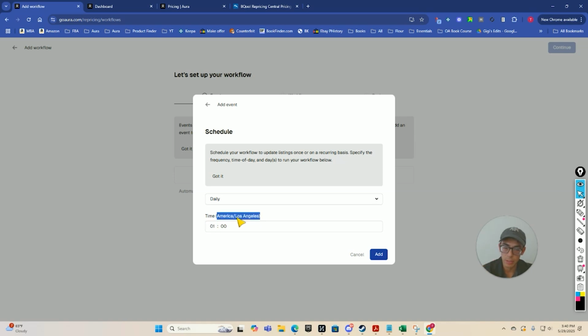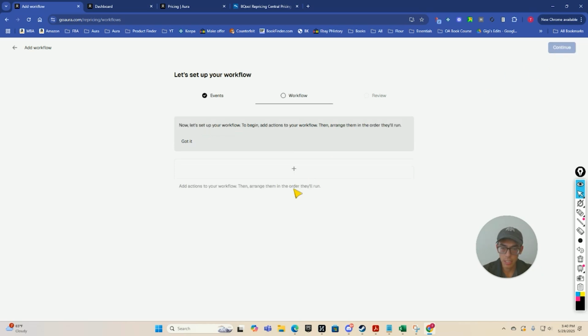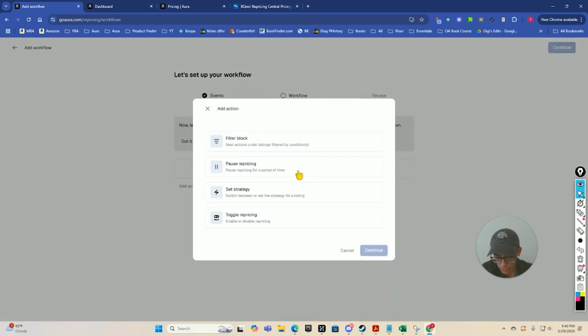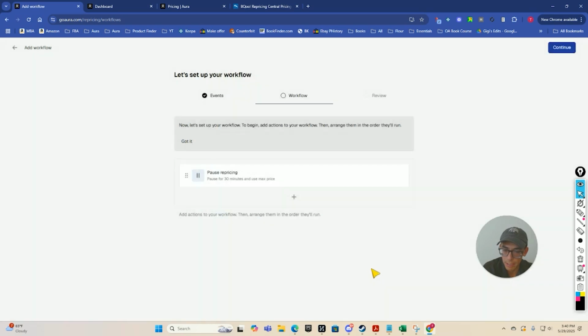So if you're on the East Coast, it probably says East Coast time, so you'd probably do 4 a.m. But at 1 a.m. Pacific Standard Time, which is the West Coast, or 4 a.m. on the East Coast, we want this workflow to happen. So we're going to click continue. We want that workflow to be pause repricing. Click continue, and we want to pause repricing. I'm going to say for 30 minutes, because everyone's reprice is probably going to reprice within 30 minutes. And I'm going to say go to my max price and click add.